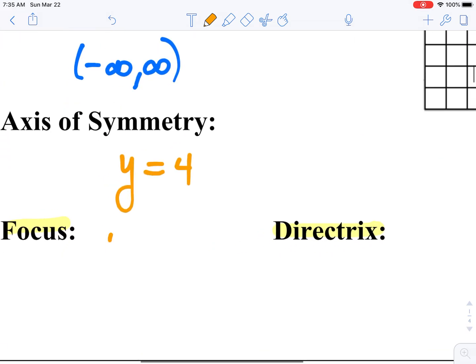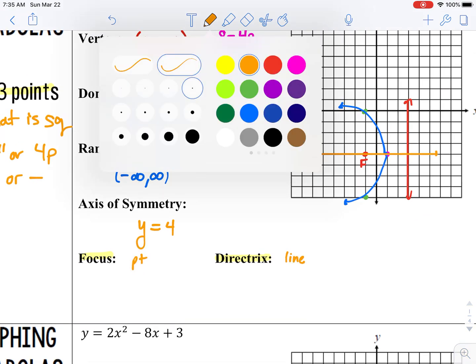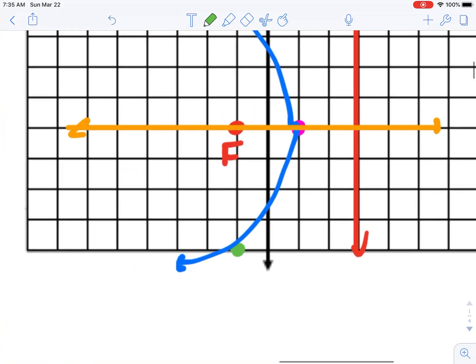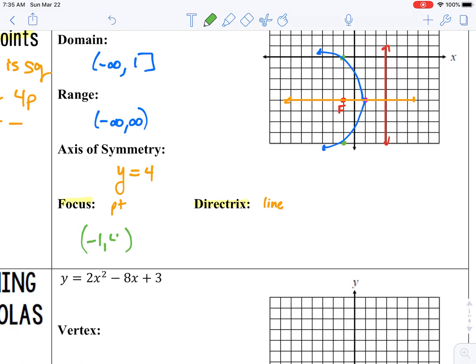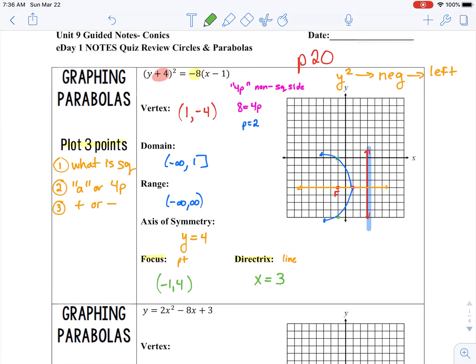The focus, remember, is always a point, and the directrix is a line. Please make sure that you're writing them correctly. A point, what is that ordered pair? It looks like it's negative 1, 4 for our focus. And our directrix, remember, is this red line here that I just highlighted in blue, and that is a vertical line. And how do you write the equation of a vertical line? The equation of a vertical line is going to be x equals 3. So this is your parabola asked for the focus and directrix and 3 points.